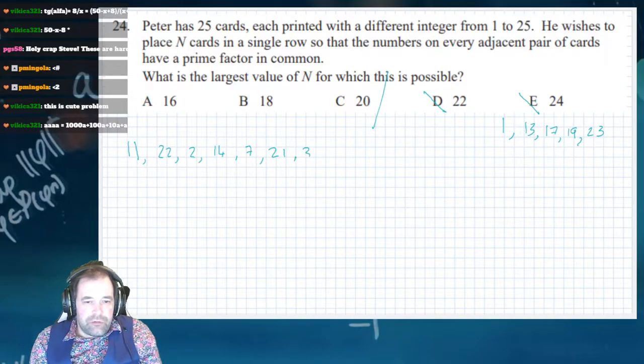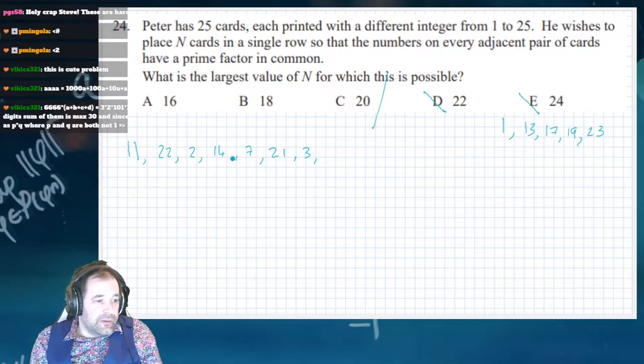21 has to go to 3. And what numbers have we got? I should probably write these down. So I think this is, if 11 is a starting number, I think this is so far forced to get the most. If you go from any other number than 14 to 2, you never get 14 in the row. And you never get 21 in either, because you can't get 21 without 7. You can't get 7 without 14.